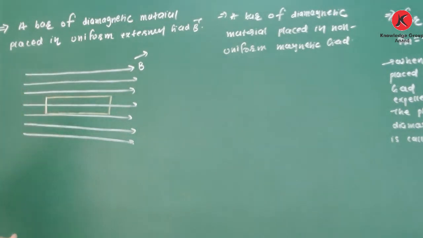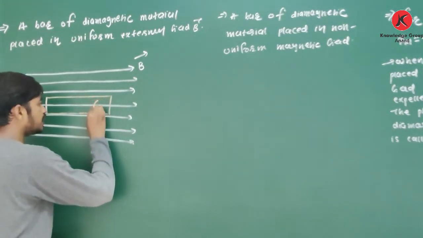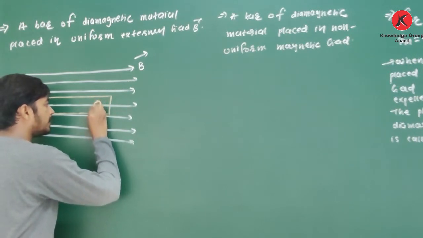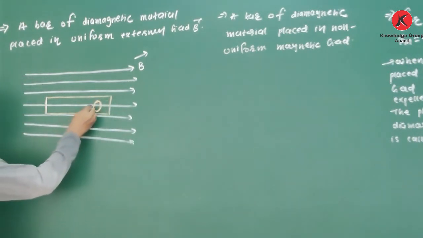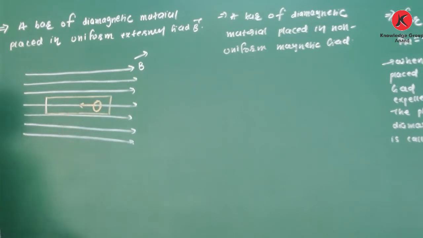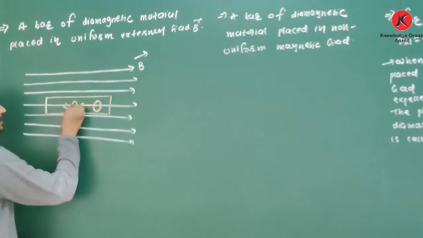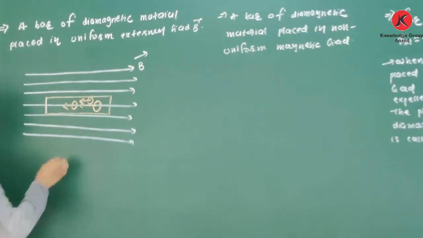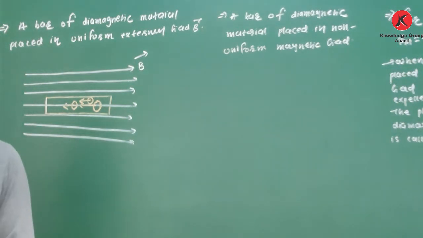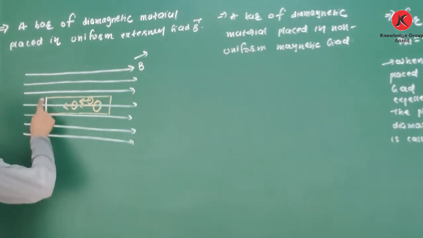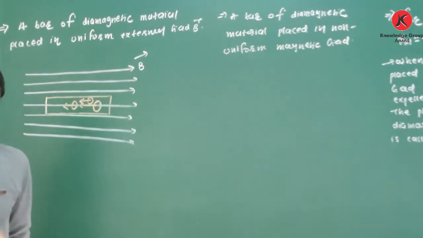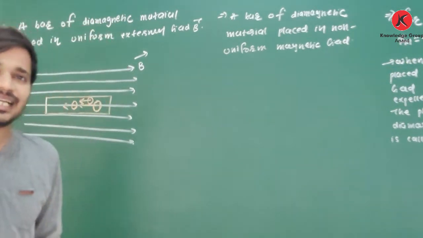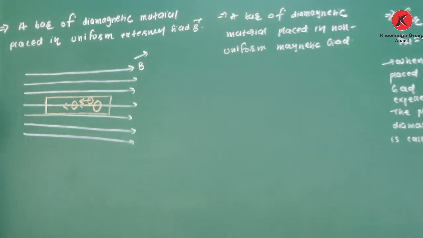But when they are placed in an external magnetic field, due to this field, in each and every atom a magnetic dipole is induced such that its magnetic moment is in the opposite direction. Clear about this? It means this diamagnetic material is magnetized, but in the opposite direction.